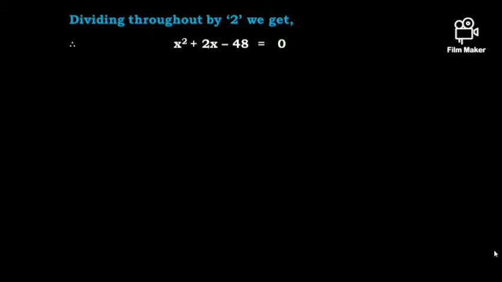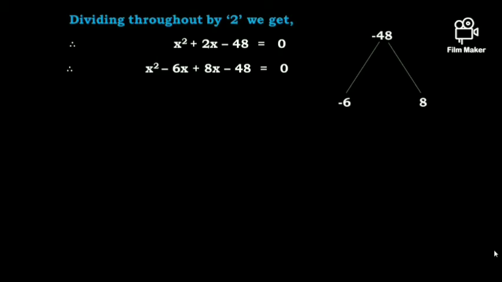Now you can follow the factorization method to get the roots of the quadratic equation. Now the last term is minus 48. The suitable factors to get the plus 2 are minus 6 and 8. The difference is 2, which is suitable to get the middle term, and the product is minus 48. So you can write the equation x square plus 2x minus 48 equal to 0 as x square minus 6x plus 8x minus 48 is equal to 0.